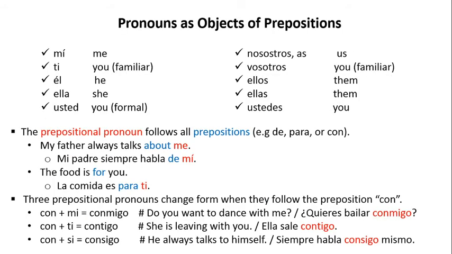Now, pronouns as objects of prepositions. The forms are me is me, ti is you in a familiar sense, él is he, ella is she, usted is you in a formal sense. Nosotros, nosotras is us, vosotros is you, familiar plural, ellos is them, ellas is them, ustedes is you, plural.